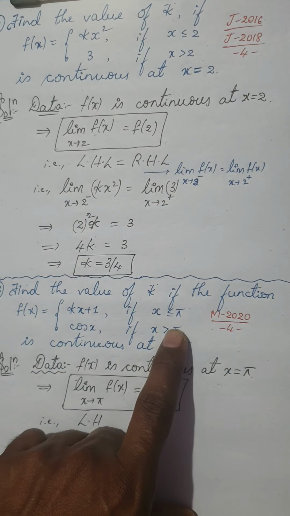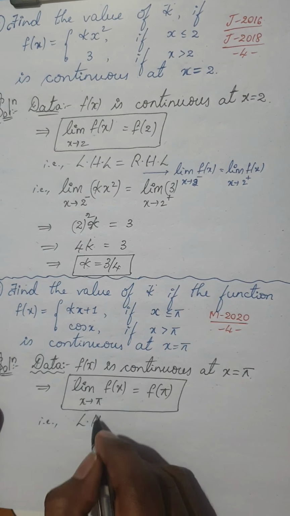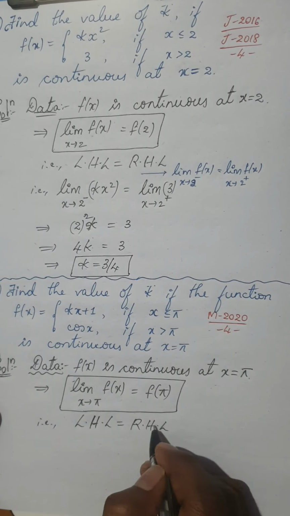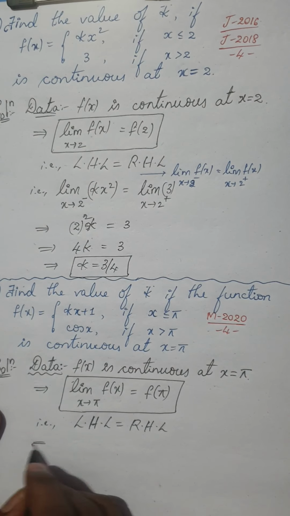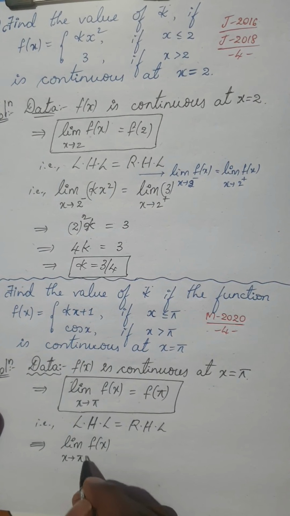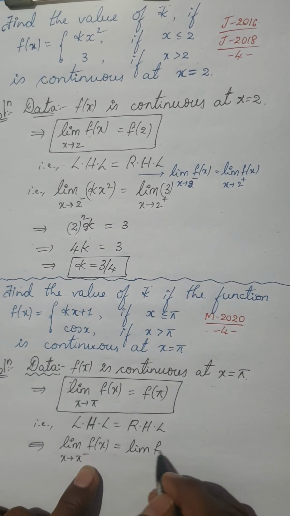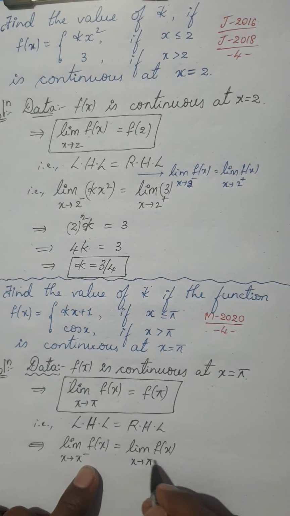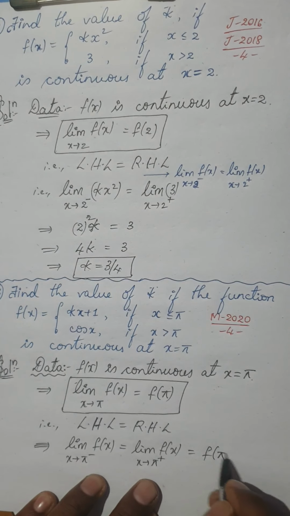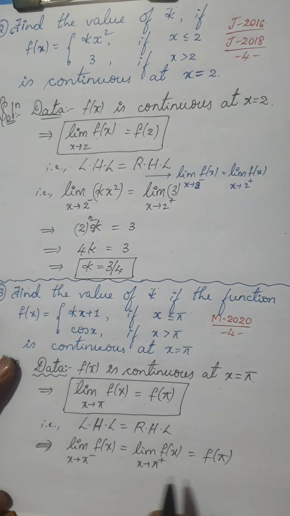Again, the function is not separated here at x equal to pi. So my LHL will be equal to RHL, that is, the left hand limit is equal to the right hand limit. What do you mean by that? The limit of f of x as x tends to pi from the left hand side is the same as the limit of f of x as x tends to pi from the right hand side, which is the same as f of pi. These are just basics which we generally write for every problem.